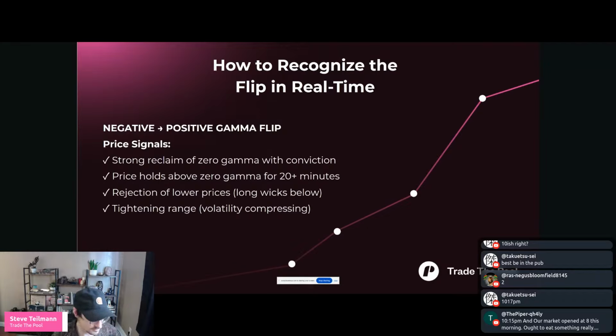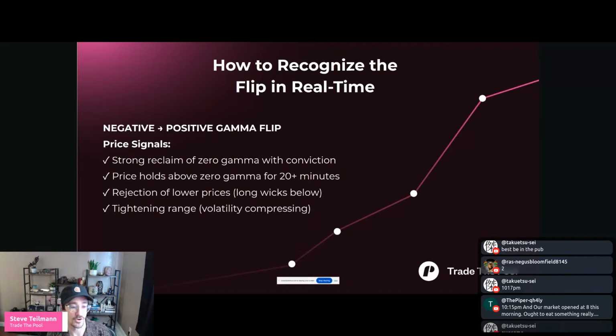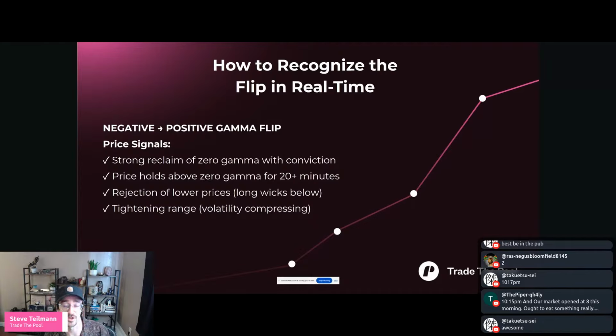So that 580 level in our hypothetical example, we get a strong reclaim on conviction, 1.2%, 120% of average volume on the way down, but then 140, 150, 170% on the way up, reclaiming that level with conviction. We love it. Okay, so price is going to hold above that zero gamma for an extended period of time now.